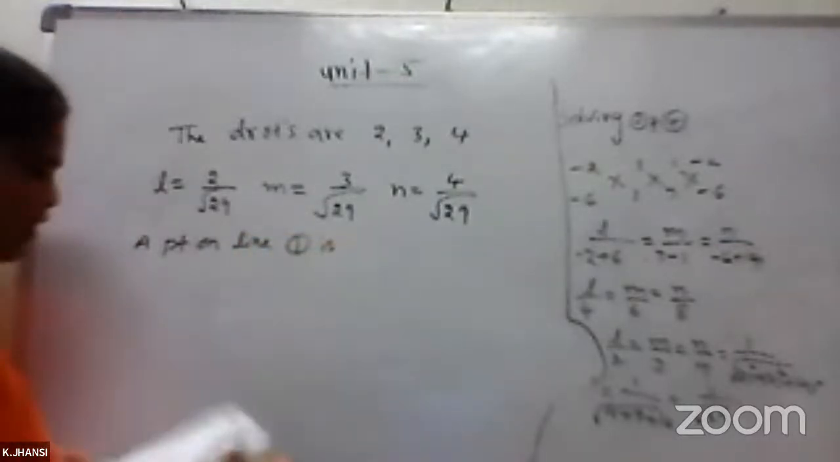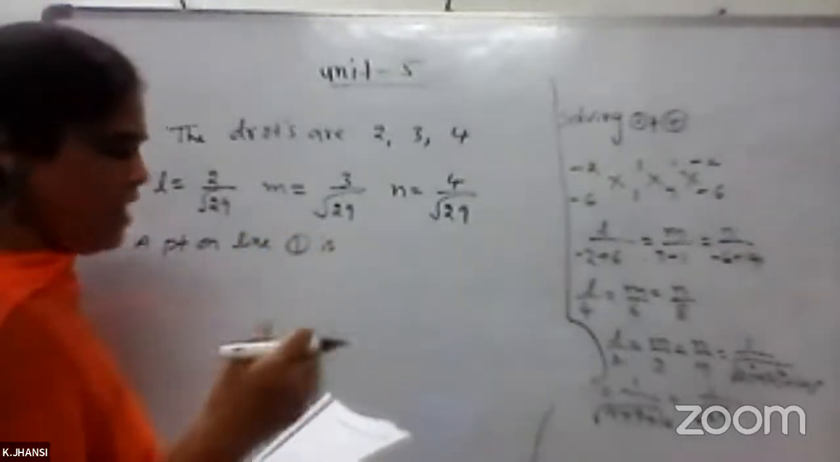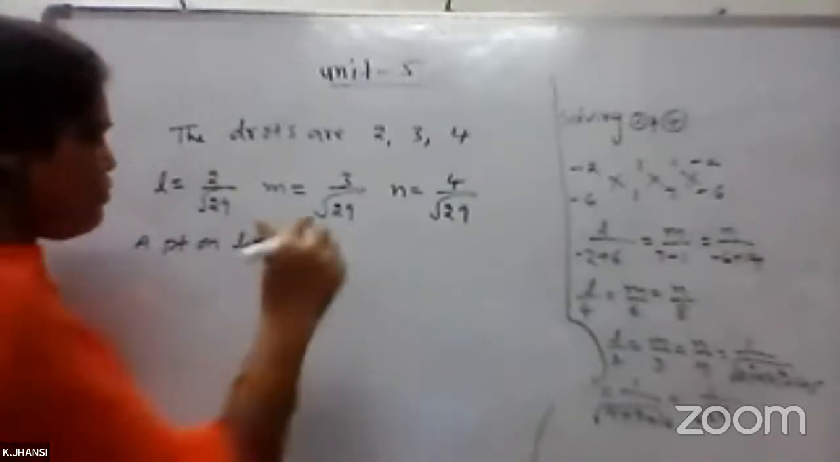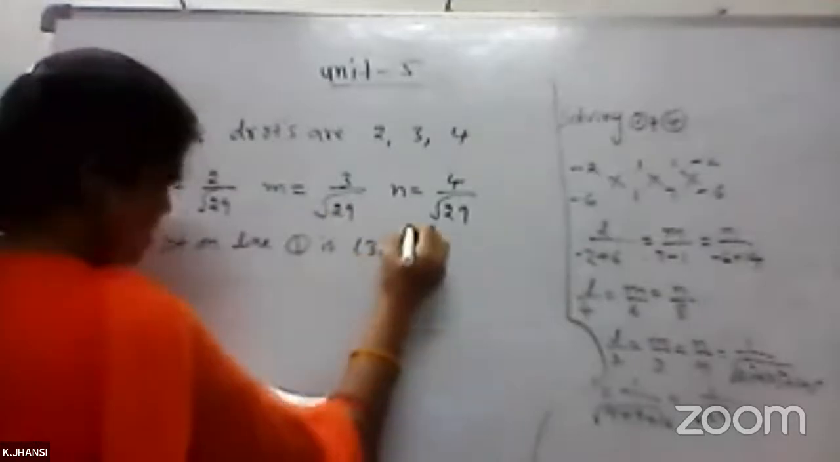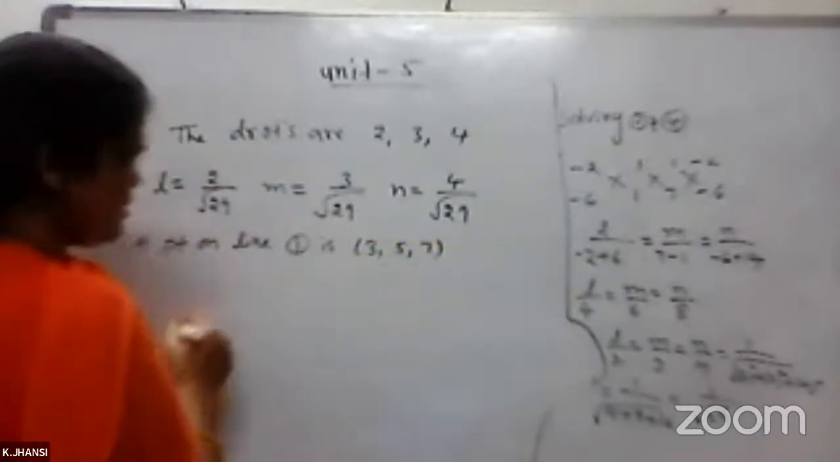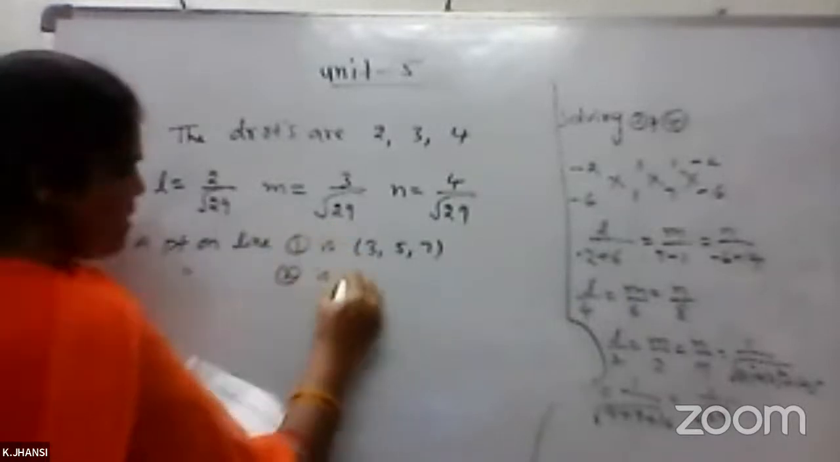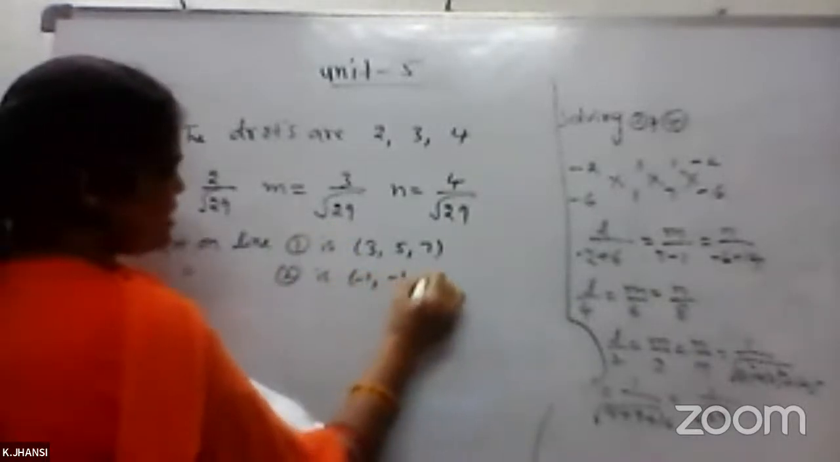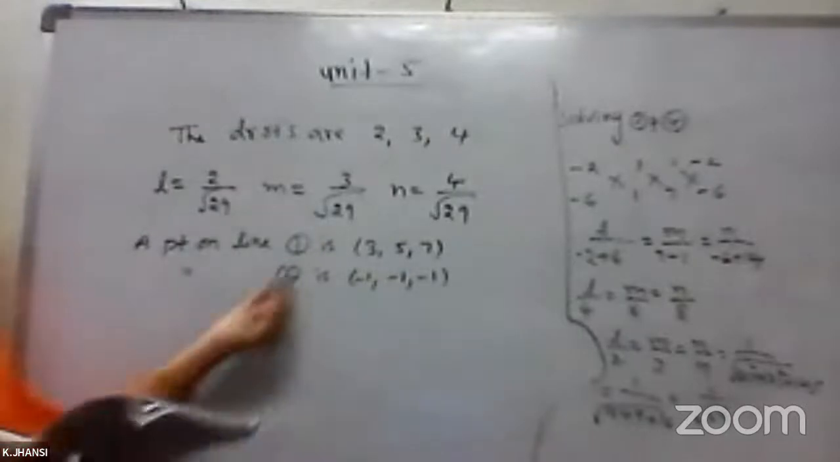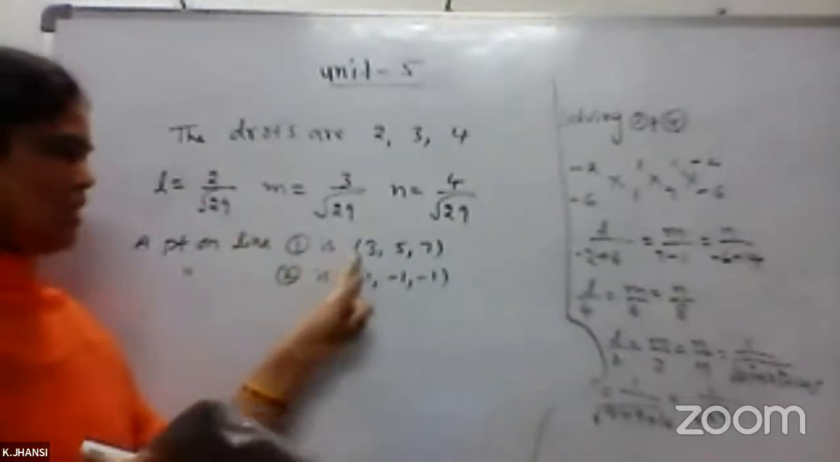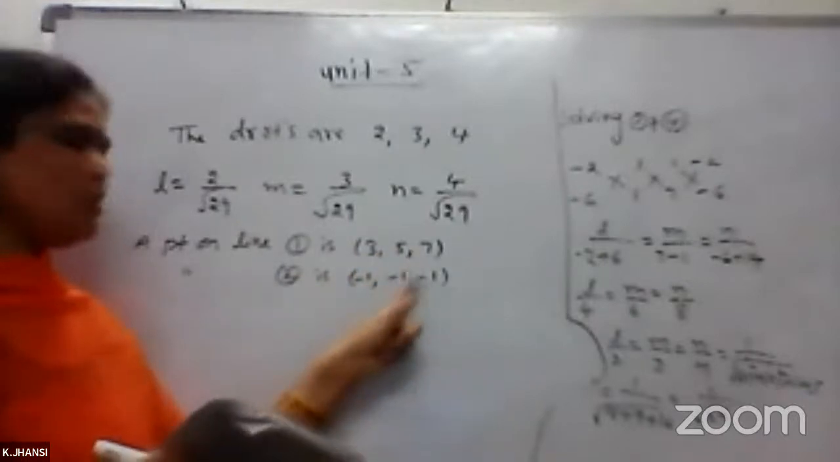So what is the point on line 1? x minus 3 by 1 equals y minus 5 by minus 2 equals z minus 7 by 1. So what are the points here? 3 comma 5 comma 7. Same. A point on line 2 is minus 1 comma minus 1 comma minus 1. So these are the points, this one is on A, and this is on C. So x1, y1, z1, x2, y2, z2.